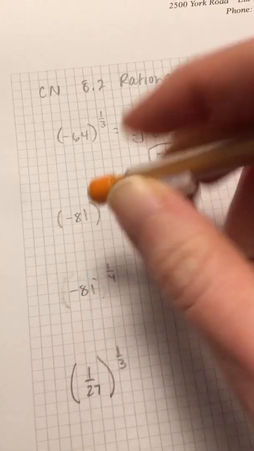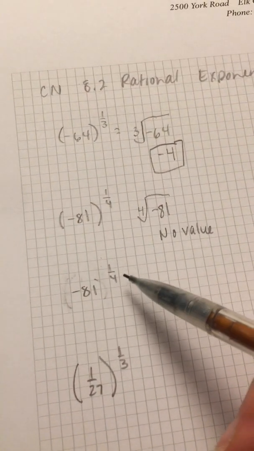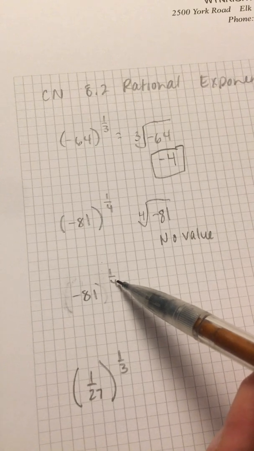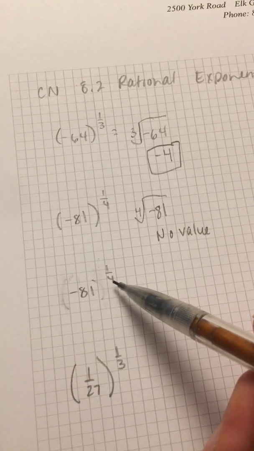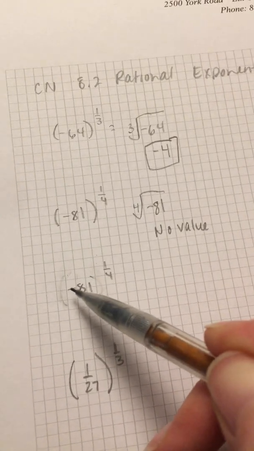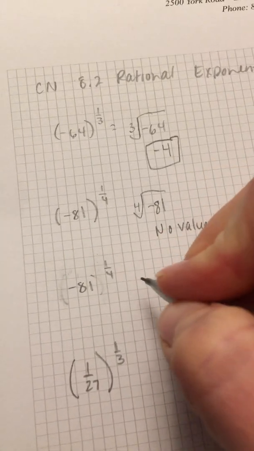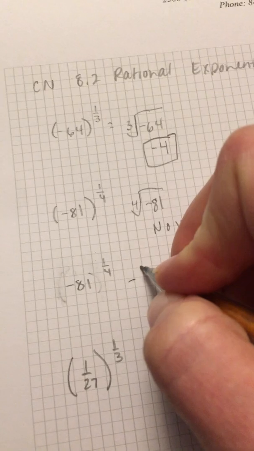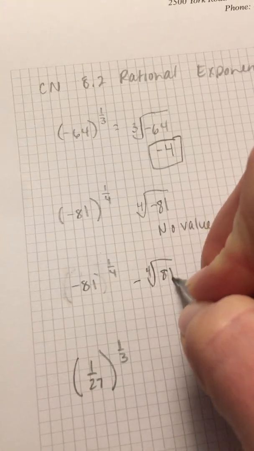And I want to think of this as 81 as being raised to the 1/4. Again, what does the bottom number tell you? It tells you what root you're dealing with. What does the top number tell you? The exponent. The negative piece, because it's not in parentheses, the negative hangs outside. Then I'm dealing with the fourth root of 81.